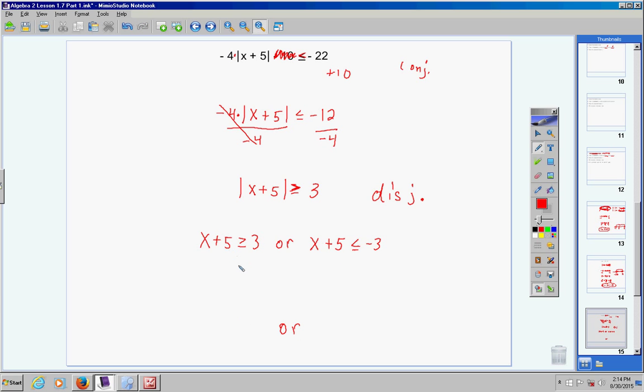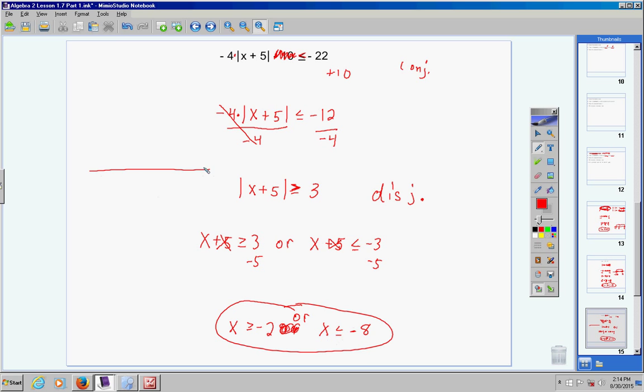So bring the 5 over, make it a negative 5. Positive 3, negative 5, that's negative 2. So I have x is less than or equal to -8. You owe me $8. There we go. There's your answer. X is greater than or equal to -2, or x is less than or equal to -8. If I asked you to graph it, here's 0, here's -2, here's -8.